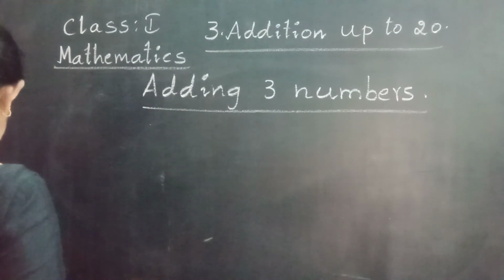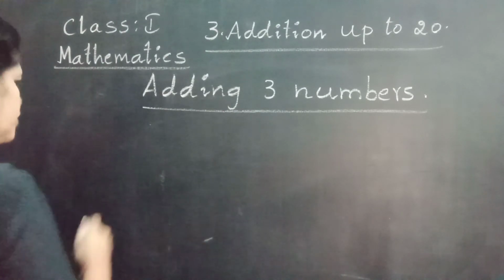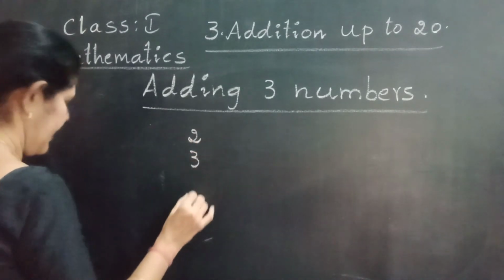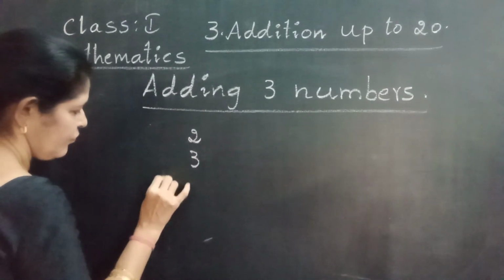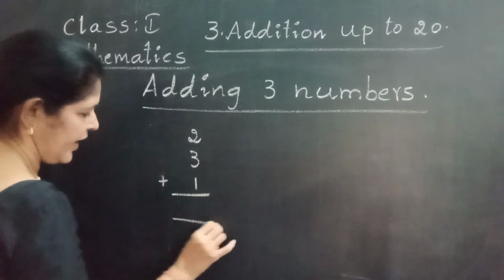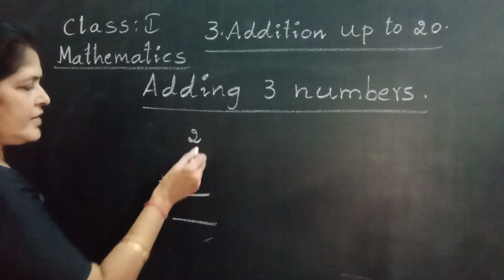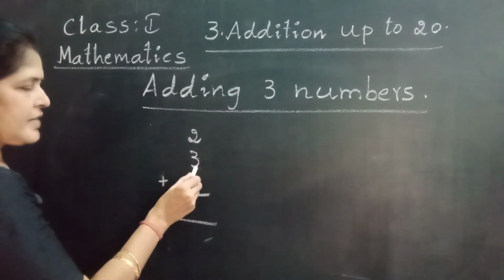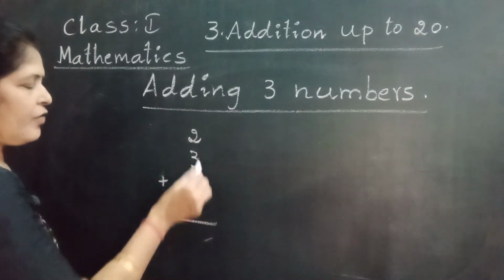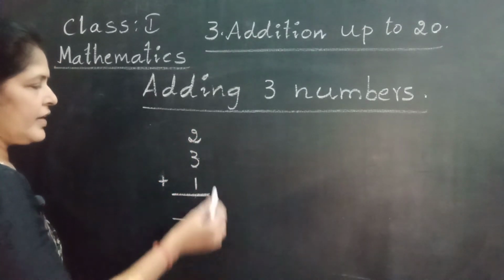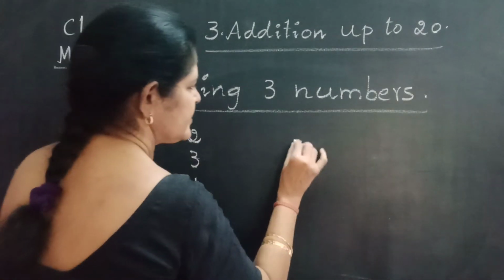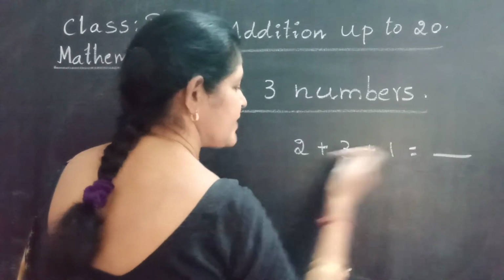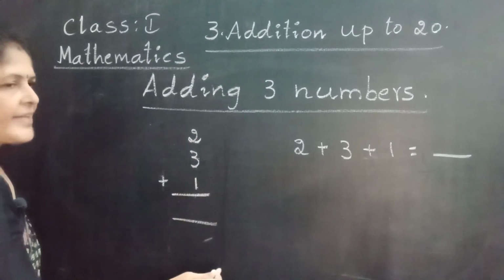Come on. First, I am going to take the numbers. The given addition is 2 plus 3 plus 1. This is the given addition. 3 numbers addition. First, second, third. First number, second number, third number. Here we are going to write the numbers vertically. Vertically means one below the other. Horizontally means like a sleeping line. Vertically means like a standing line.